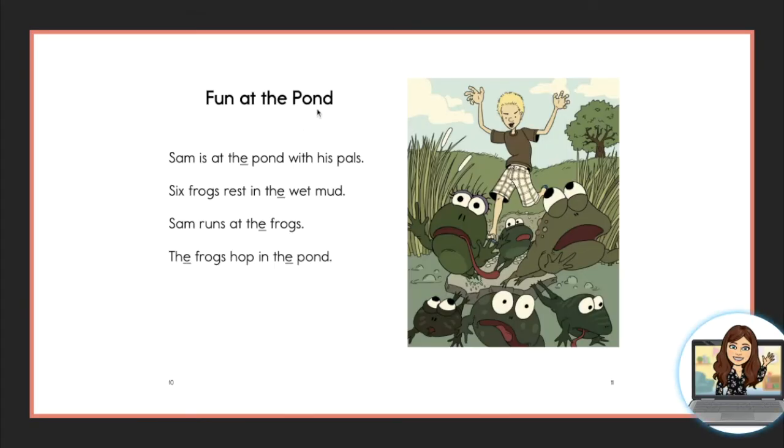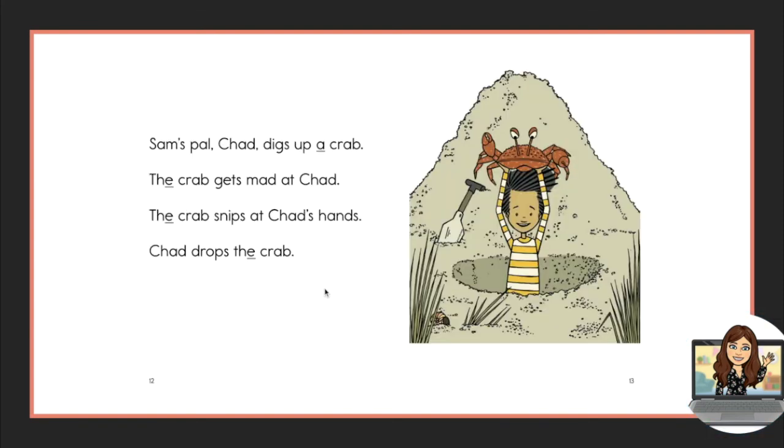Fun at the pond. Sam is at the pond with his pals. Six frogs rest in the wet mud. Sam runs at the frogs. The frogs hop in the pond. Sam's pal, Chad, digs up a crab. The crab gets mad at Chad. The crab snips at Chad's hands. Chad drops the crab.